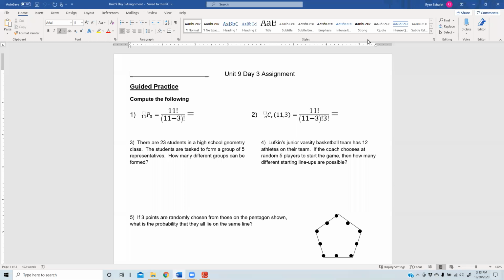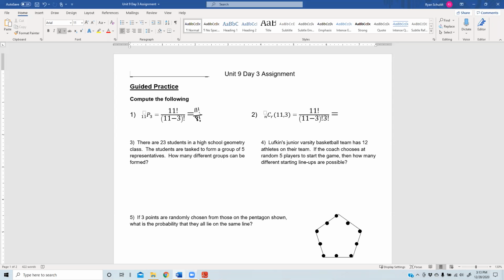Okay, now on to the guided practice. So the first two questions are just pure computation. Can you type them in the calculator and get an answer? That's all I'm checking to see. And there's different ways you could do this. The first way is to notice that, oh, 11 minus 3 is 8. So you could say 11 factorial divided by 8 factorial.